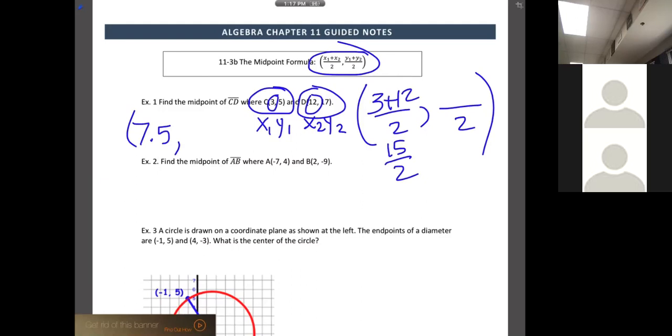To find the y, we take the y plus the y. 5 plus 17. You guys, it's really just averaging the x's and averaging the y's. Remember average, where you add them up and divide by how many there are? We're just adding the x's together, dividing by 2. Adding the y's together, dividing by 2. So we get 22 divided by 2.